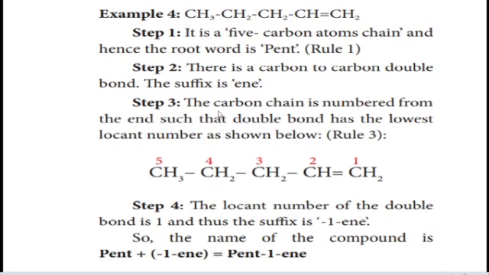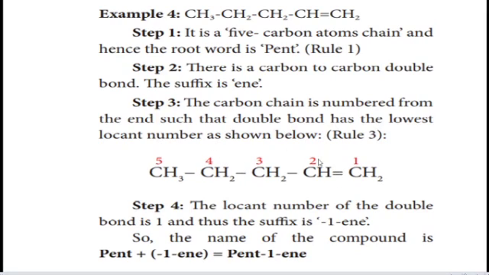And step 3: the carbon chain is numbered from the end such that the double bond has the lowest locant number. So number the compound from right to left, such that the double bond has the lowest locant number. This is only taken into account for naming the compounds, as shown in the diagram below.